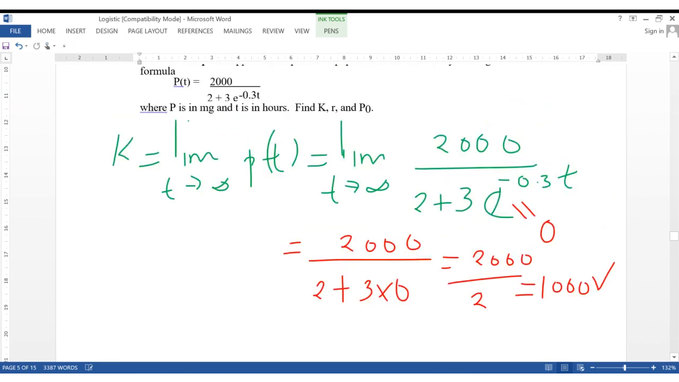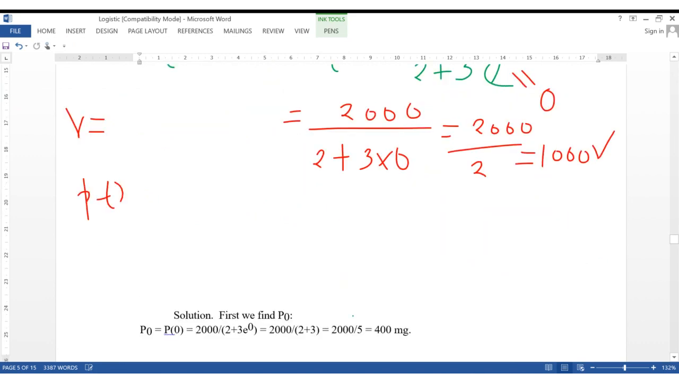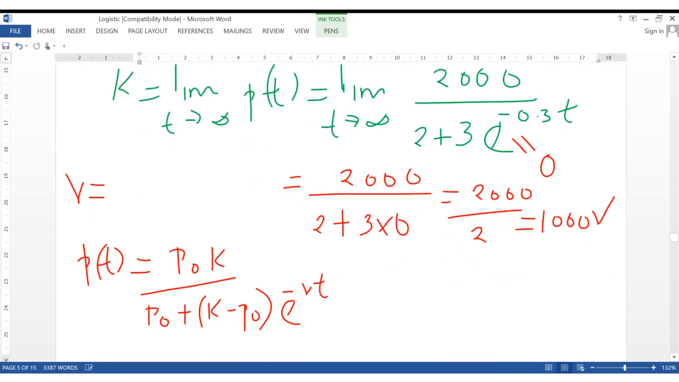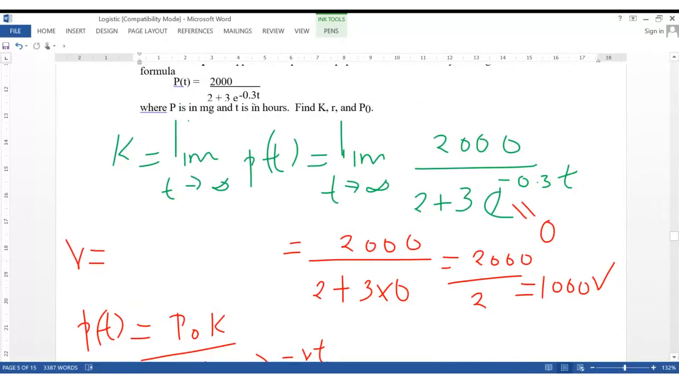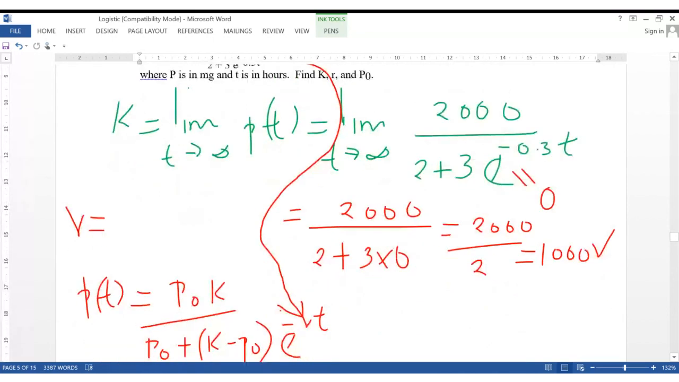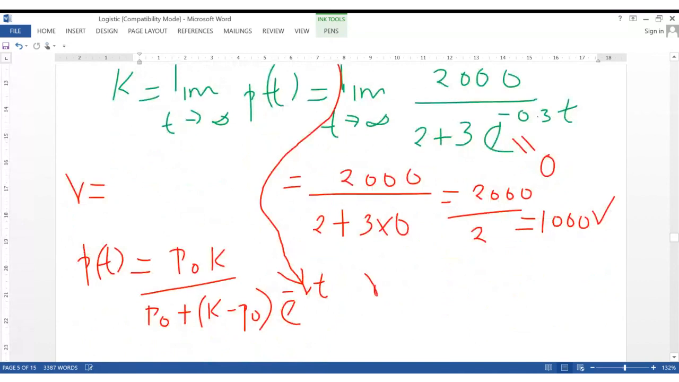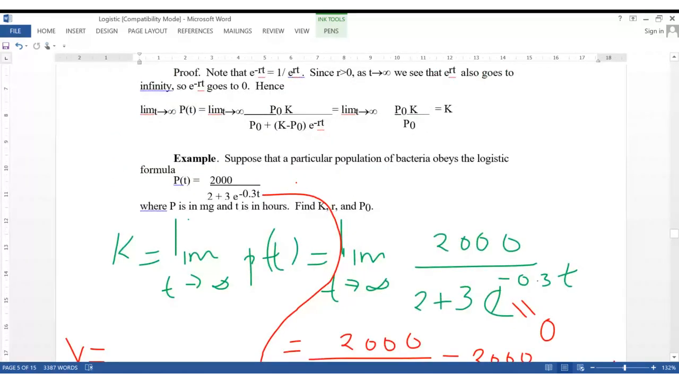Let's find the value of R. R is easy. R is basically the value next to the exponential. You remember the equation? Let me repeat it here. The equation that I told you to remember was given by P(t) equals P naught K all over P naught plus K minus P naught times e to the negative Rt. For the value of R, you just do a direct correspondence. R is only on the exponential. If you compare that with the equation here, our R has to be the same as 0.3. So our growth parameter R is 0.3, a direct correspondence. Easy as that. That one has no problem.